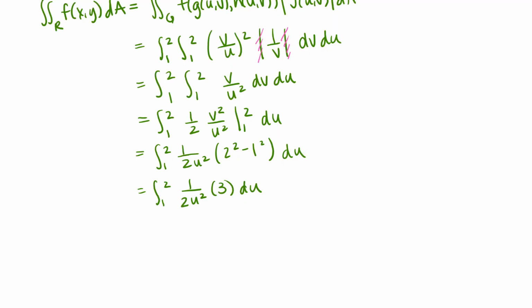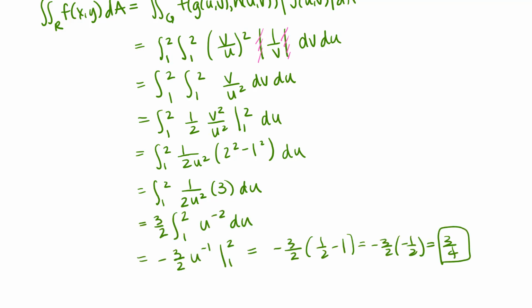All right, after I've integrated with respect to v, plugged in my limits of integration and simplified, I get 1 over 2u squared times 3. I'm going to go ahead and pull my 3/2 outside of the integration sign. Okay, after finishing my integration here, I get 3/4.